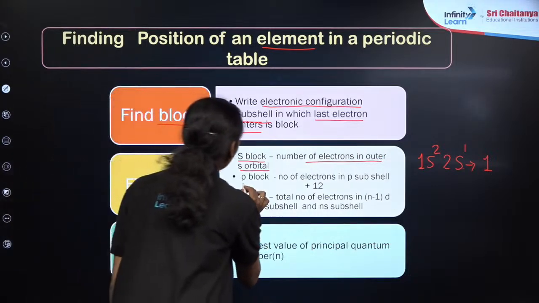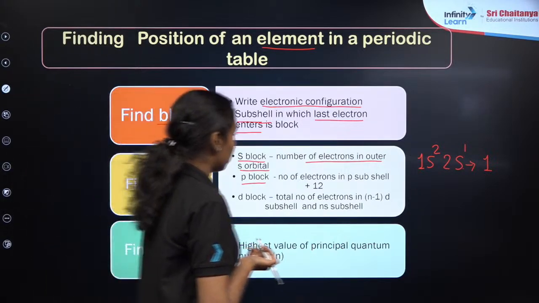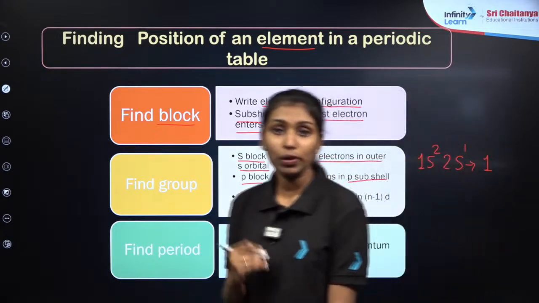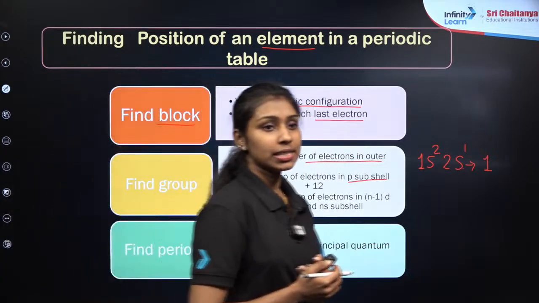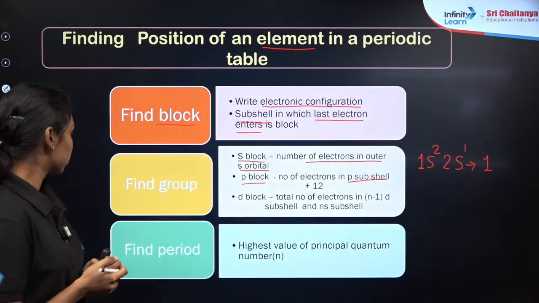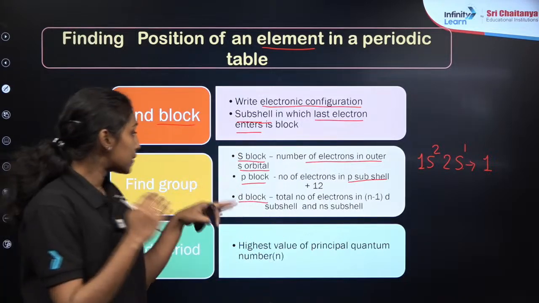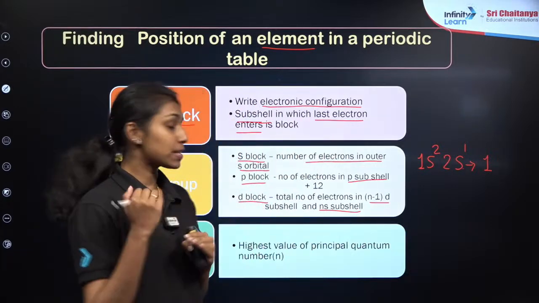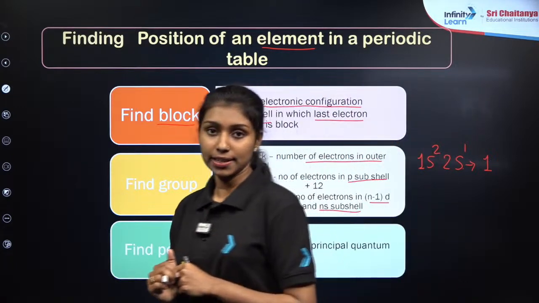Now, if we are considering a P block element, then what will be the group number? Just add 12 to the number of electrons present in the P subshell. The number of electrons present in the P subshell plus 12 will be the group number of the P block element, right? Then, for D block elements, it will be the total number of electrons present in the (n minus 1) d subshell and the ns subshell, right?